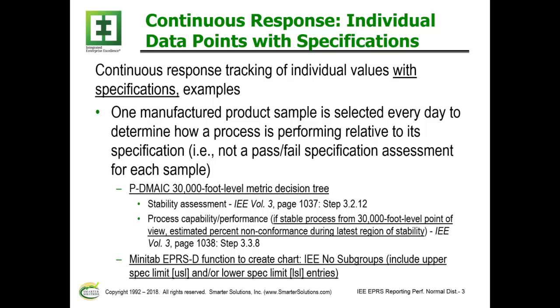If we look at the 30,000 foot level metric decision tree for a stability assessment, we'd end up at step 3.2.12. For process capability, we'd end up on step 3.3.8. Now the Minitab EPRS-D function that we'd use is IEE no subgroups. Now, since we have specification limits, we'd include the upper specification limit and/or the lower specification limit.